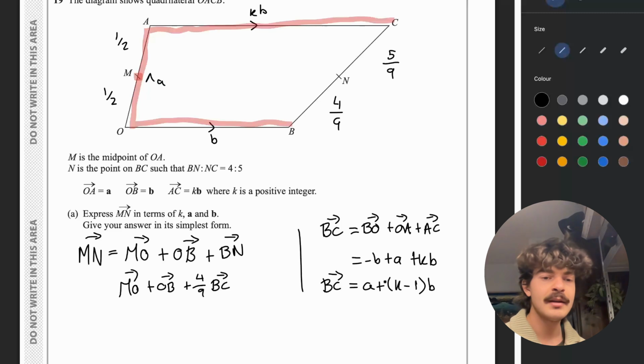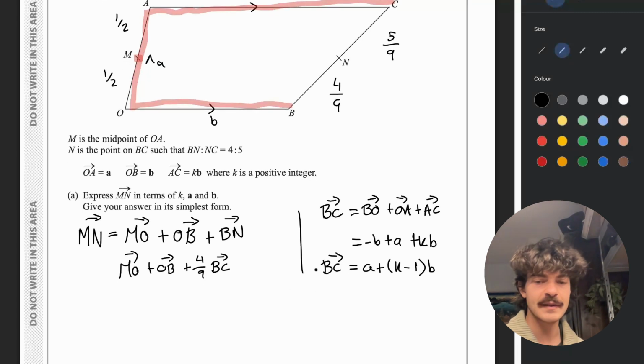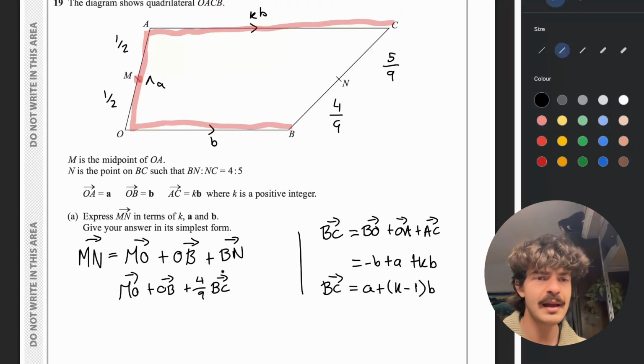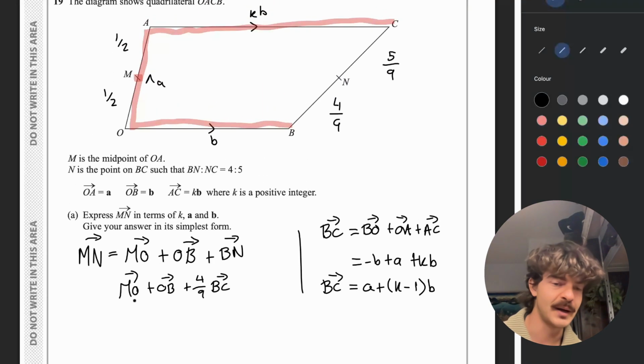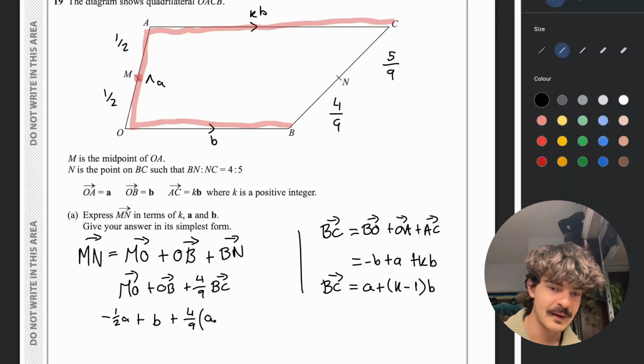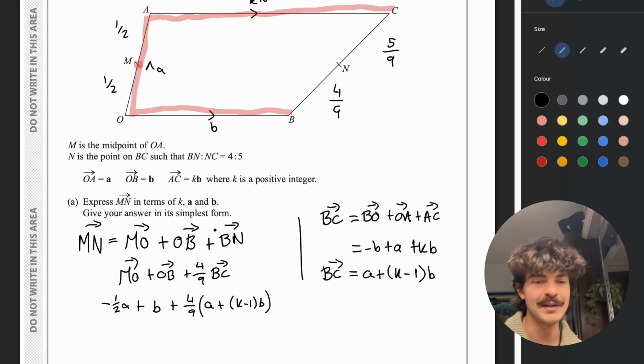Cool. Now we know what BC is, and we can substitute this into this value over here. So M to O is going to be minus a half A. Right, we're moving backwards in this direction. We know it's a midpoint. Plus O to B is B. And then plus 4/9 of exactly what we found over here, A plus (k minus 1)B. Now we've just got to answer this in its simplest form.